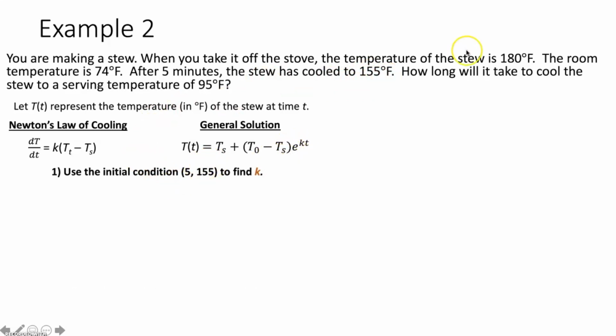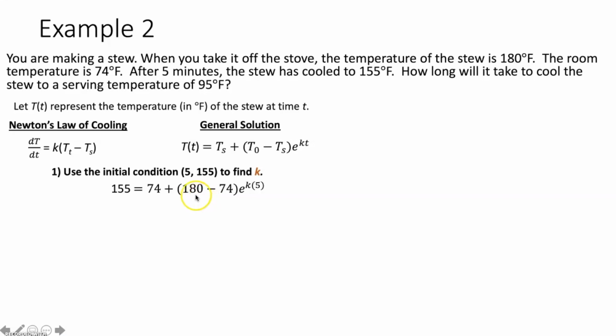So like we said, the initial temperature is 180 degrees Fahrenheit. That goes in for T sub 0. The temperature of the room is 74 degrees Fahrenheit. That goes in for our surrounding temperature. Our t in this case is going to be 5. That's what we plug in there. And 155 is going to be the temperature of the stew. So now all we have to do is solve for k.